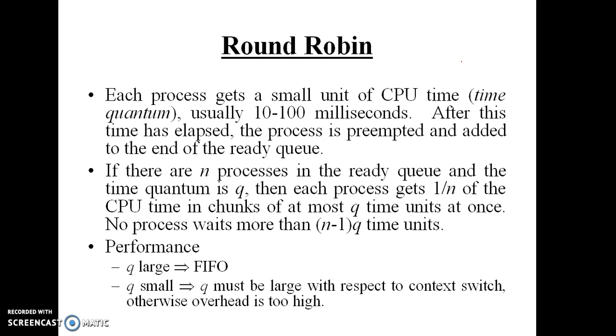Now the third case is the round robin case. Each process here gets a small quantum of time. After that time quantum is over, the CPU will be allotted to the next process. But if the time quantum is large, it will act as first in first out. If the time quantum is small, Q must be large with respect to the context switch, otherwise overhead will occur.